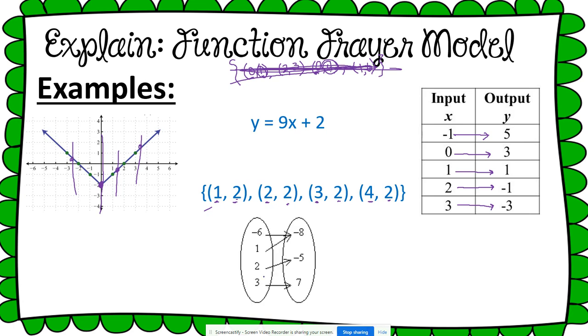In this mapping diagram, you can see that every value over here in your input only has one arrow coming off of it, which means that every value in your mapping diagram only has one output. So because each input has just one arrow coming from it, you know that this is going to be a function.